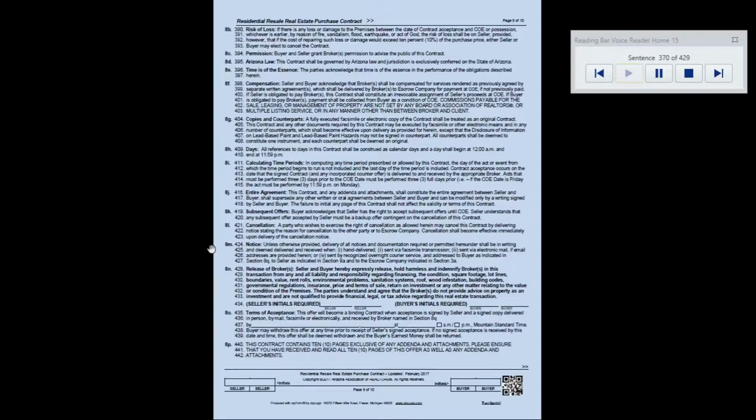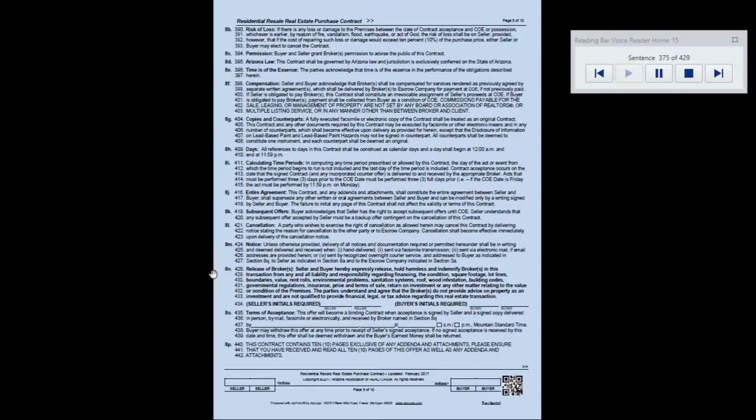8M. Notice. Unless otherwise provided, delivery of all notices and documentation required or permitted hereunder shall be in writing and deemed delivered and received when 1. Hand-delivered. 2. Sent via facsimile transmission. 3. Sent via electronic mail, if email addresses are provided herein. Or 4. Sent by recognized overnight courier service, and addressed to buyer as indicated in Section 8Q, to seller as indicated in Section 9 and to the escrow company indicated in Section 3A.